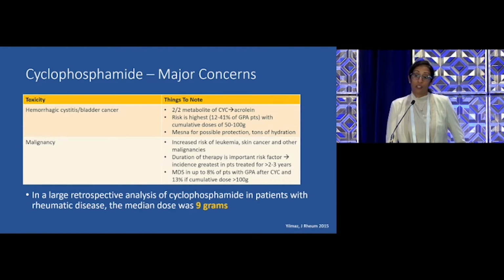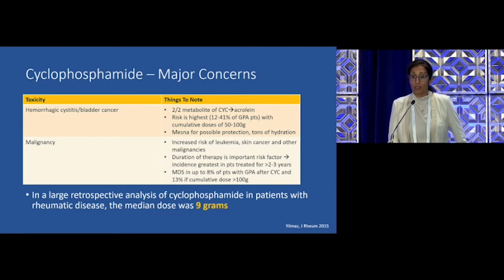I will just note here that there are a couple things we can do to try to prevent some of these side effects. So Mesna can be used, and a lot of hydration can be used to try to flush out your bladder so you don't have some of that buildup of the acrolein, which is what leads to some of the bladder toxicity. Also, the other thing to note is it really is a cumulative dose.